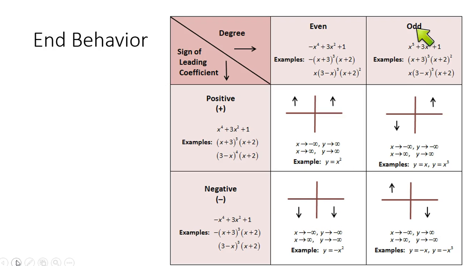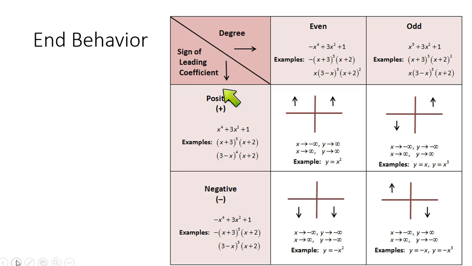For an odd degree, such as a linear, a cubic, a fifth degree, it's opposite. What the function does on the ends will be the opposite. So if the function is odd, that means that one side will decrease while the other side will increase.